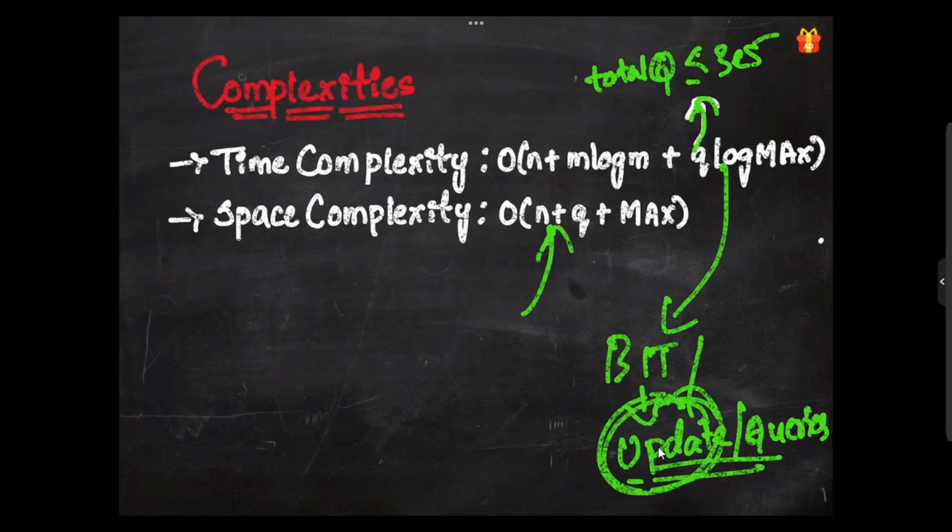So the time complexity and the space complexity for the code that we'll be writing would be big O of n plus m log m plus q log max, and big O of n plus q plus max. I hope the complexities part is completely clear along with the approach. As we are now familiar with the approach and the complexities, we are good to write the code. Let's start writing the code.